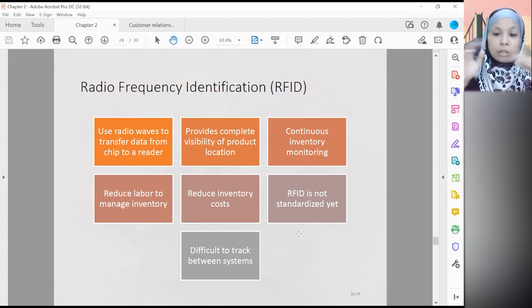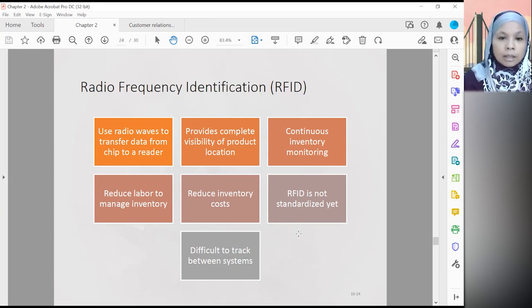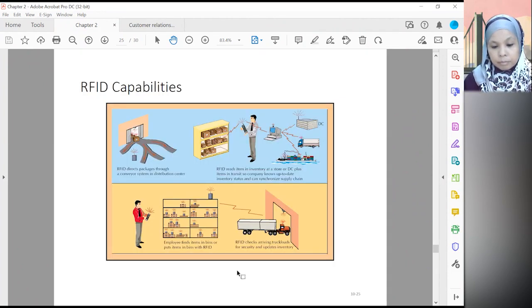However, RFID is not standardized yet. Different RFIDs have different standards. So therefore, if company A is using RFID A, and company B is using RFID B, it's quite difficult to track because it's not standardized. It's not like the internet. The internet is a standardized protocol, HTTPS. So everybody uses the same protocol. But tracking RFID is not like that. So RFID, this is what I'm saying.